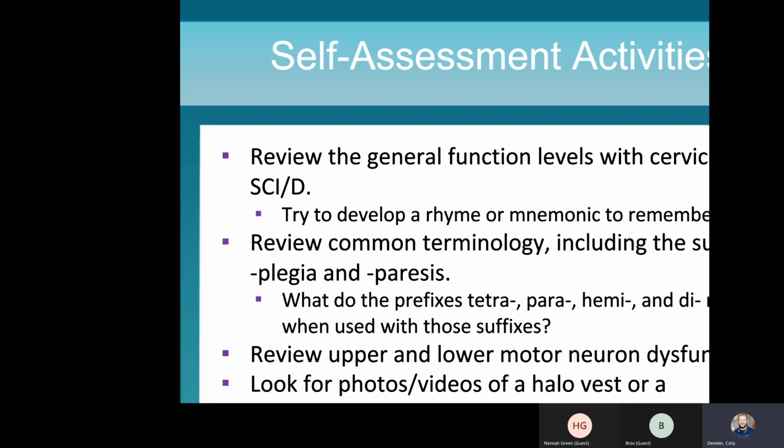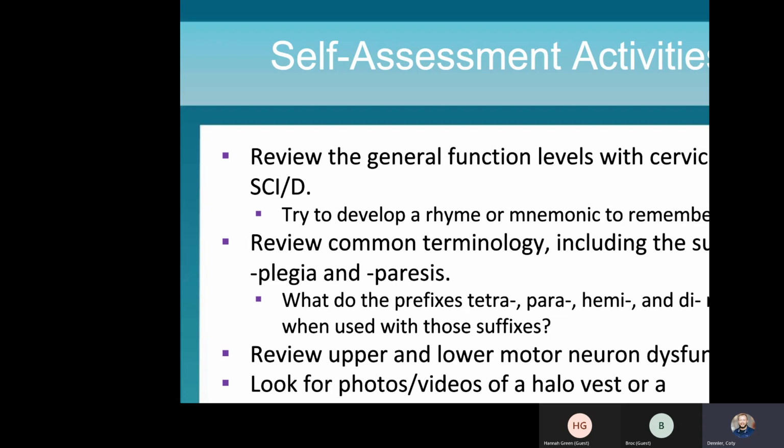Para means two or the lower half. How many people have heard of paraparesis or paraplegia? Okay, so that means half. Usually the lower half is preserved. The upper half is the one that has the issues. And then hemi is one side or the other. Okay.